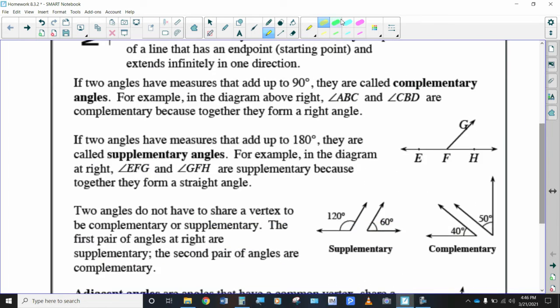Then you've got supplementary angles. The supplementary angles are the ones that add up to a total of 180 degrees. So when you put them next to each other, they're going to form that straight line. Okay, so the straight angle is 180 degrees. It consists of this angle and that angle right there.